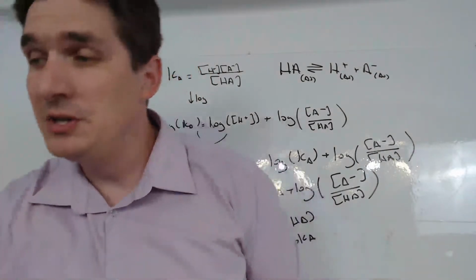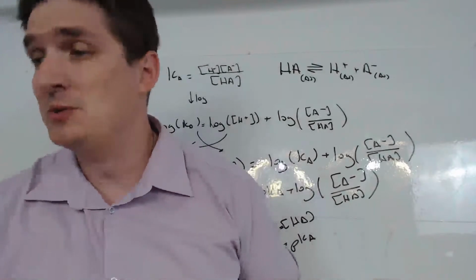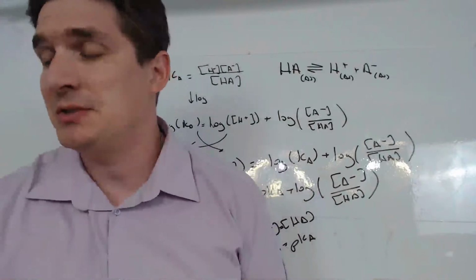Correct. So through the buffer region, which is between the starting point and the equivalence point, they're just changing ratios.